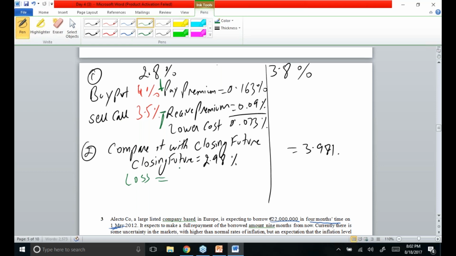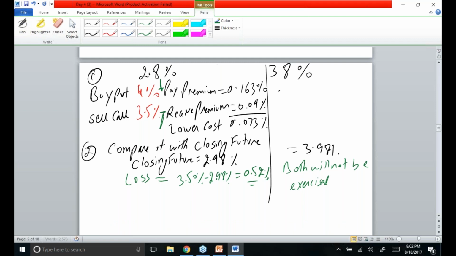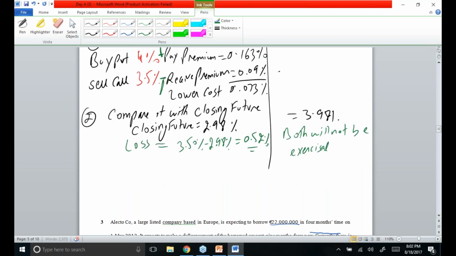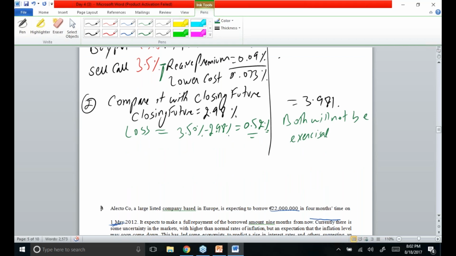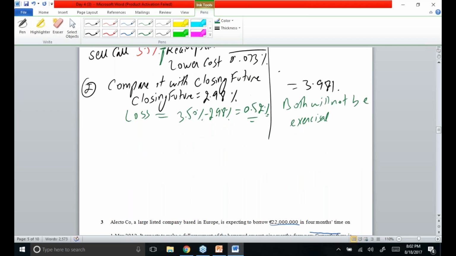Loss will be 0.52%. And here when you compare 3.98 with these two, both will not be exercised. Okay, what will be the last step?